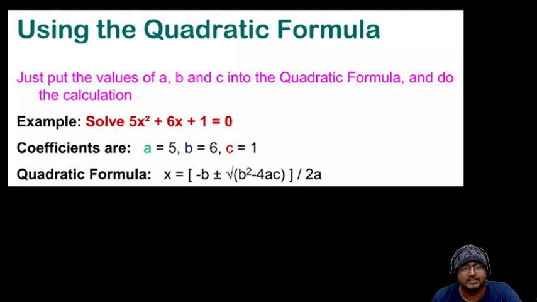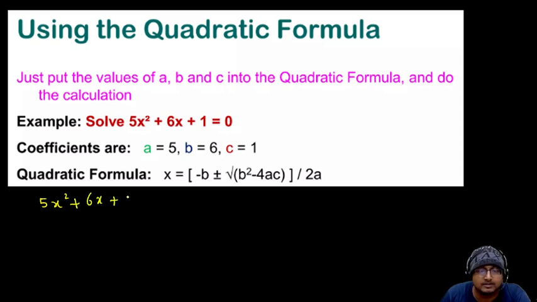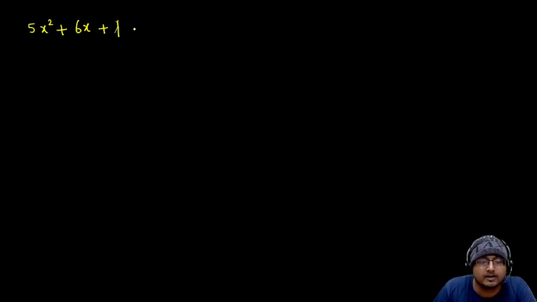So this is our first example. We will solve our first example. So what is the equation given? 5x square plus 6x plus 1 equal to 0. Yes. So we write here in detail. So what is the question given? 5x square plus 6x plus 1 equal to 0. So this is the equation given.